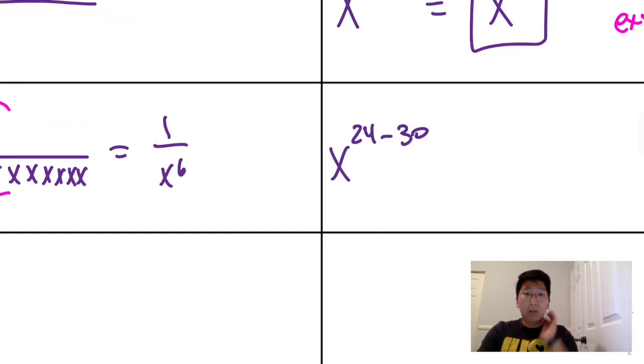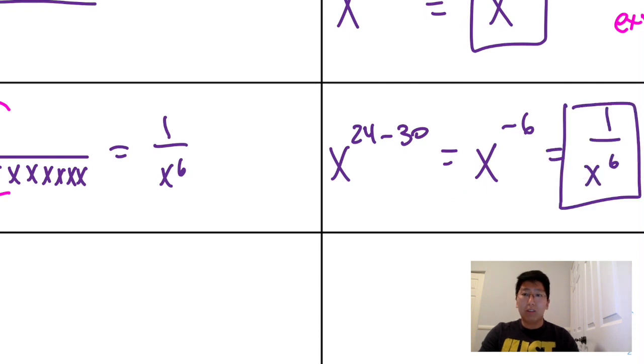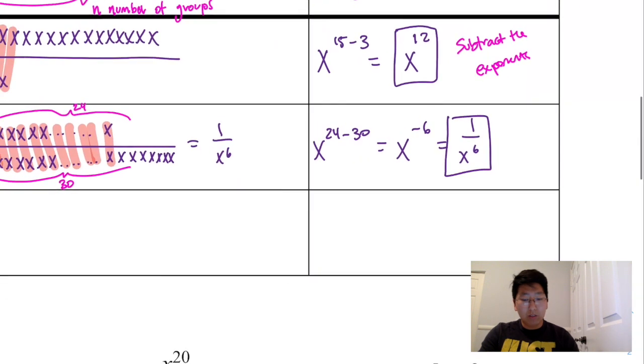So x, and we're going to do 24 minus 30, which gets us -6. And when you haven't learned about negative exponents, but x to the -6 is going to be the same thing as 1 over x to the 6th. Okay? So what are we doing here? The rule is to subtract the exponents. When we're dividing and the bases are the same, you can subtract the exponents.